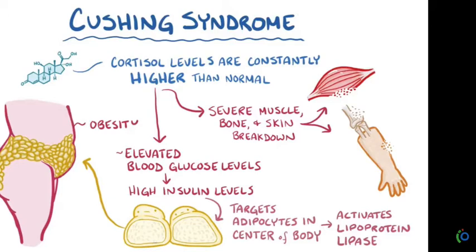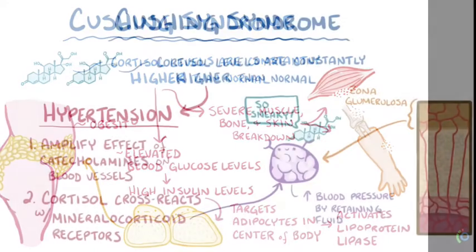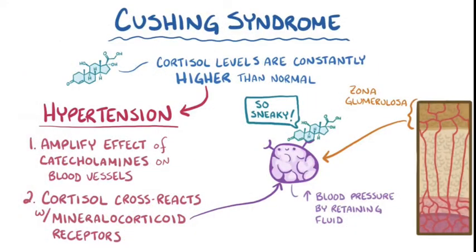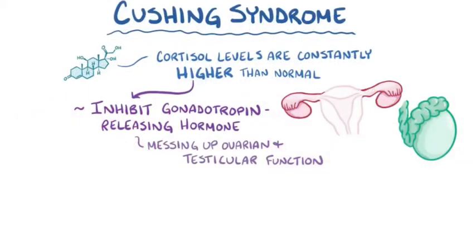Cushing syndrome is when the cortisol levels are constantly higher than normal. It causes severe muscle, bone and skin breakdown, and also will elevate the blood pressure and cause truncal obesity. Cushing syndrome can also cause hypertension, as it not only amplifies the effect of catecholamine, but it can also cross-react with the mineralocorticoid receptor, as it mimics the mineralocorticoid.